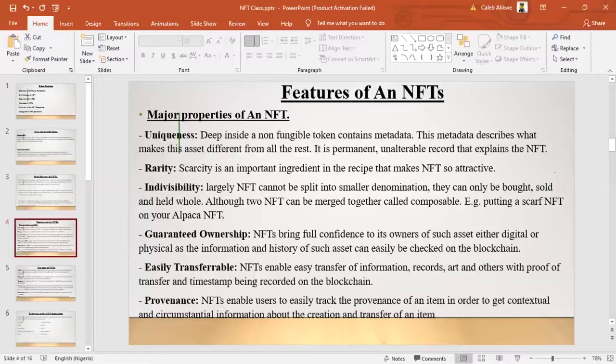where you have CryptoKitties. The voice is breaking. The voice is breaking.